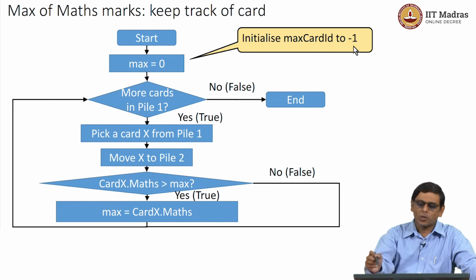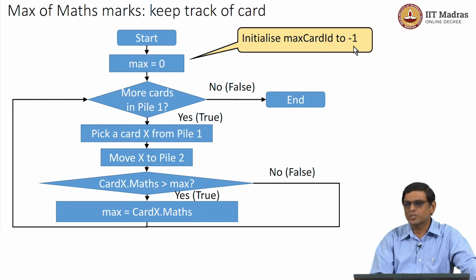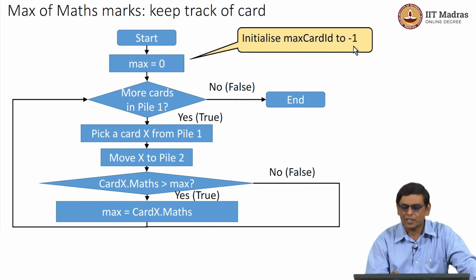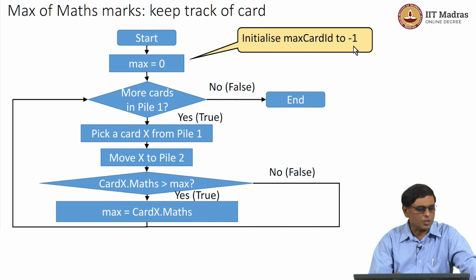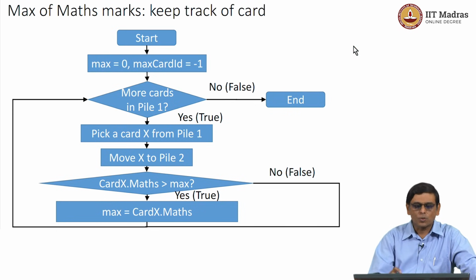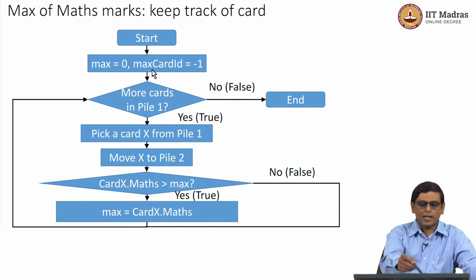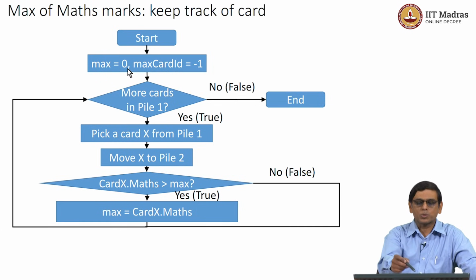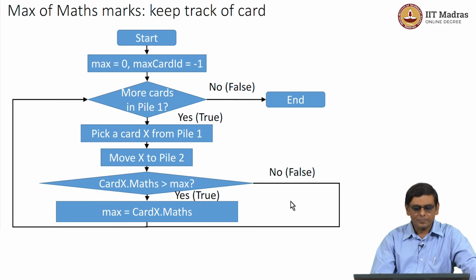I have used -1 to represent that. One can use anything else, any other character which is not going to be found as an ID on any of the cards, to represent that initially the value is set to some null value. So, we have set the maximum card ID. Not only did we initialize the variable max to 0, we have also set max card ID to -1, and you go through the same procedure.